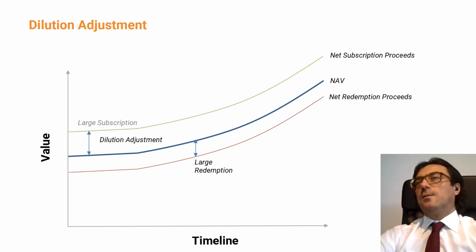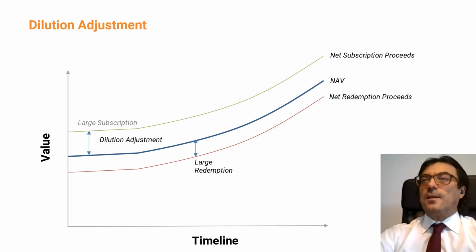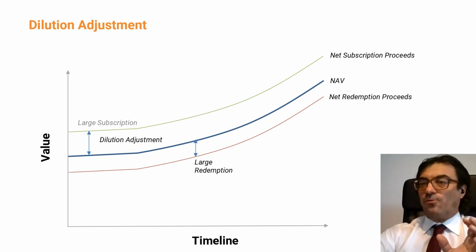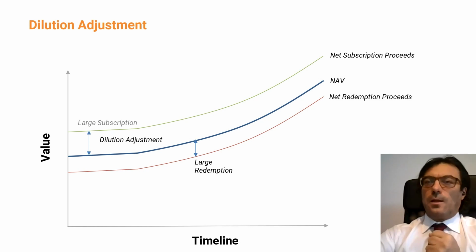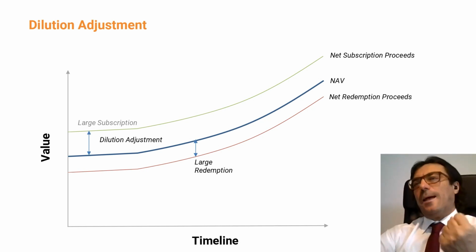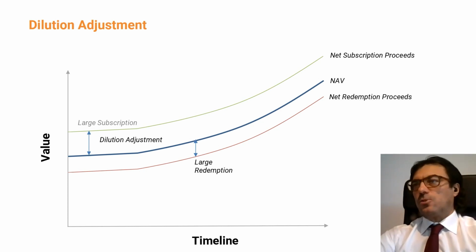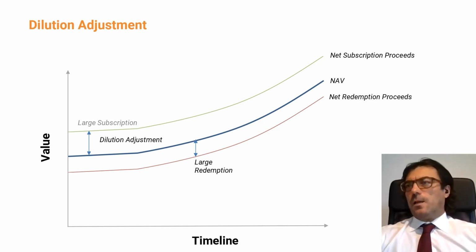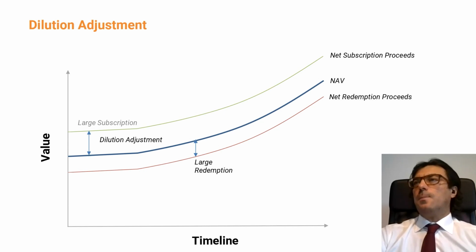the price at which it enters is going to be above the NAV, and that dilution adjustment is not a fee earned by the investment manager. It's just a charge which is kept by the fund to compensate the existing investors. Similarly, if we have a large redemption, the cost of selling a property to meet that large redemption can be debited to the redeeming investors.